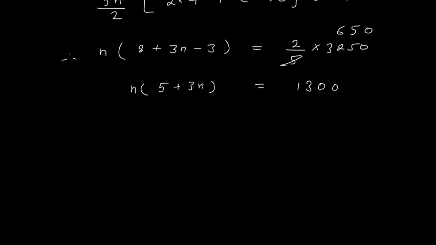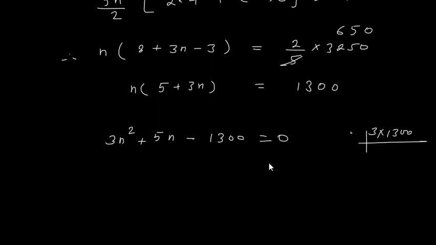Okay, so I have a quadratic equation 3n square plus 5n minus 1300 is equal to 0. Now nothing I can take common, so I have to factorize, or I have to use the formula method. This 3 into 1300 I factorize. So with 3 I will first start, so it is 1300. Then there are two zeros, so if by 13 I will divide, I will get 100.